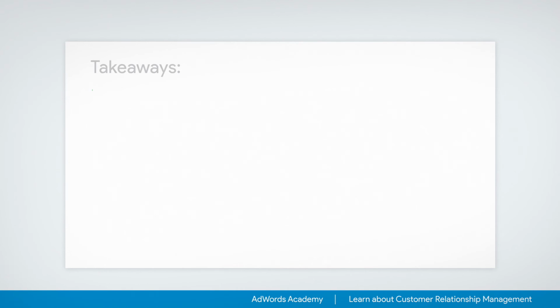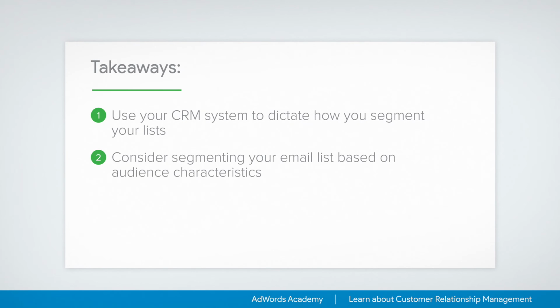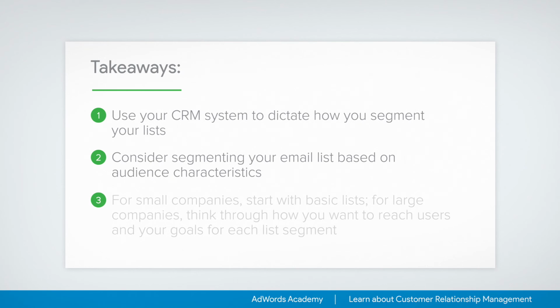Some things to remember and take away. Your CRM system itself may dictate how you can segment your list. A great way to continue segmenting your list is based upon audience characteristics, such as loyalty members, cross-selling, or re-engaging users. If you're a small company, start with the basic list. If you're a larger company, then think through how you want to reach users and your ultimate goals for each list segment.